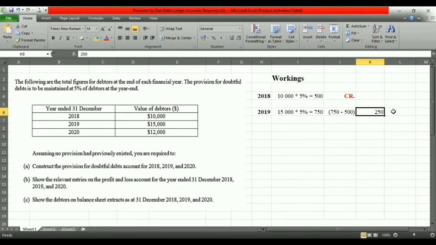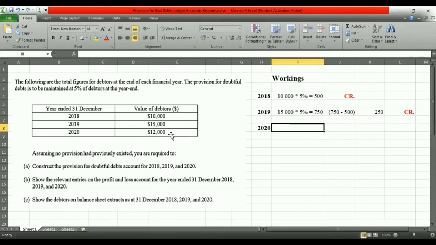Now, what are we going to do with this 250 in our provisions account? Our profit and loss is debited because once there's an increase, it is an expense, and our provisions account is credited. So we're just indicating beside that we're going to credit our provisions account. And the amount that we're going to show is the 250. The 500 right here is the balance for the provision for 2018. The 750 is the balance in the provisions account for 2019. And now we're going to look at our calculation for 2020.